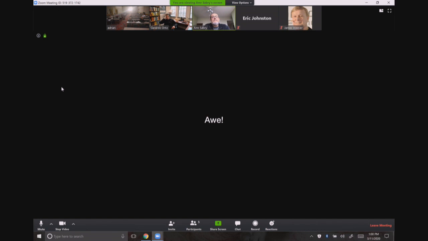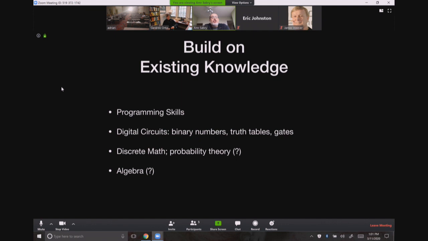Okay, so we established all this. Then we look at what the students know. The typical computer science students are all excellent programmers, so we can try to use programming skills. They know digital circuits, binary numbers, truth tables, gates. They know all of this stuff. They've all taken discrete math, so they know sets and counting, and some probability theory. I don't think they've taken in-depth probability theory typically, but they take some. Algebra is mixed. They take calculus, finite math and so on, but advanced algebra, vector spaces, not all. Some yes, some no. So how do we start with that group?